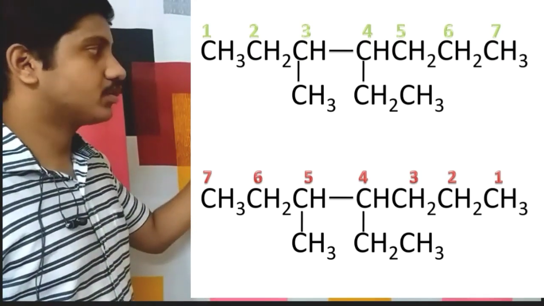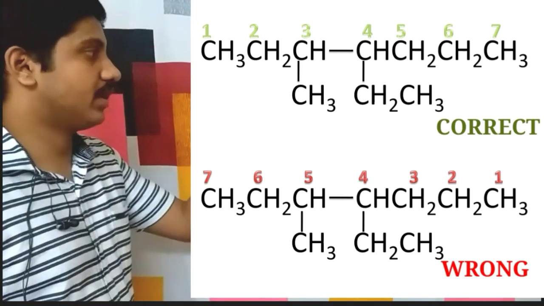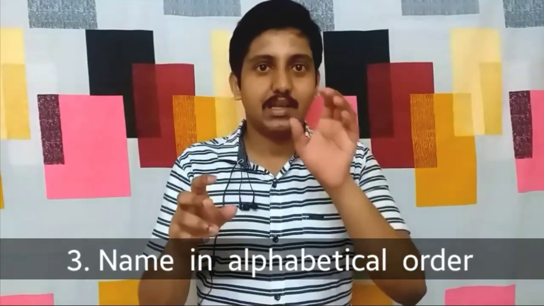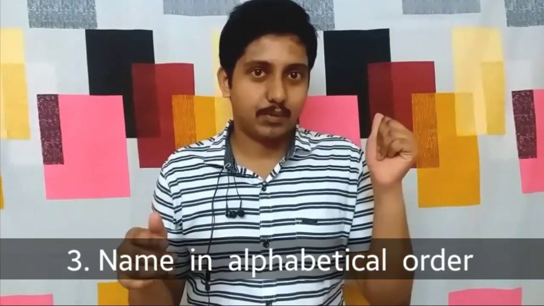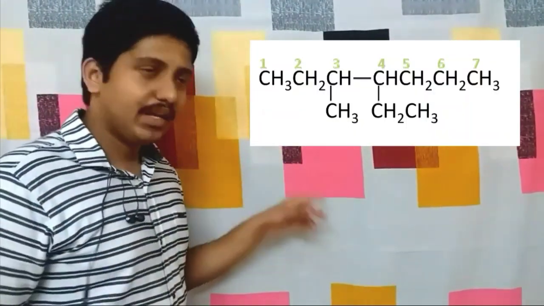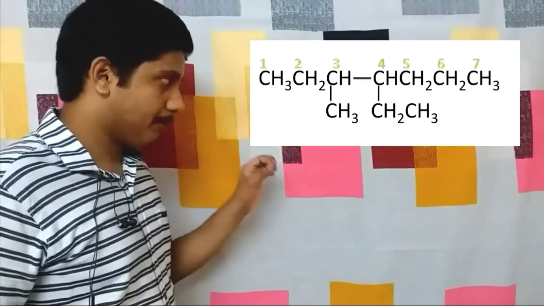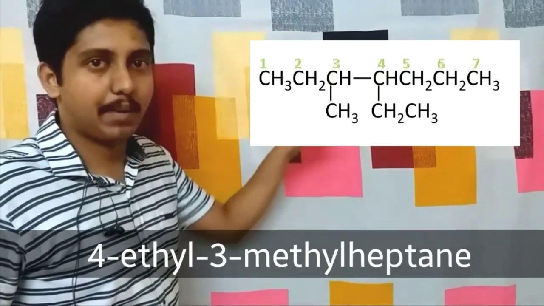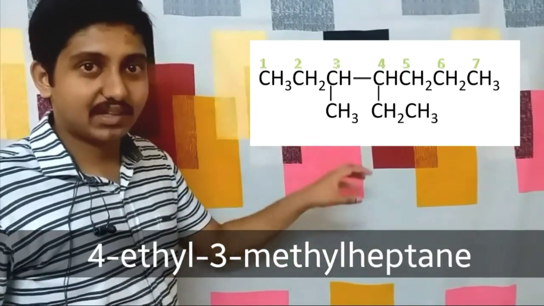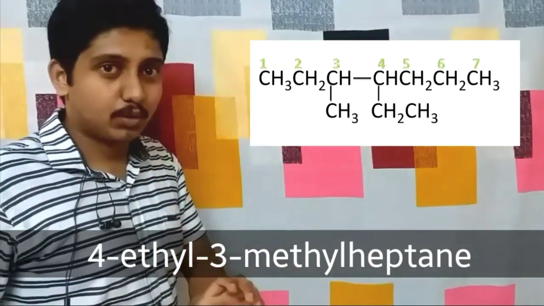So we have to choose the one with the lowest set of locants, that is 3, 4, and the first one is correct. Now the third step, we have to name in such a way that the branches are in alphabetical order. Let's take the previous compound. Here the methyl group is at the 3rd position, while the ethyl group is at the 4th position. But when we name it, we have to name it as 4-ethyl 3-methyl heptane.